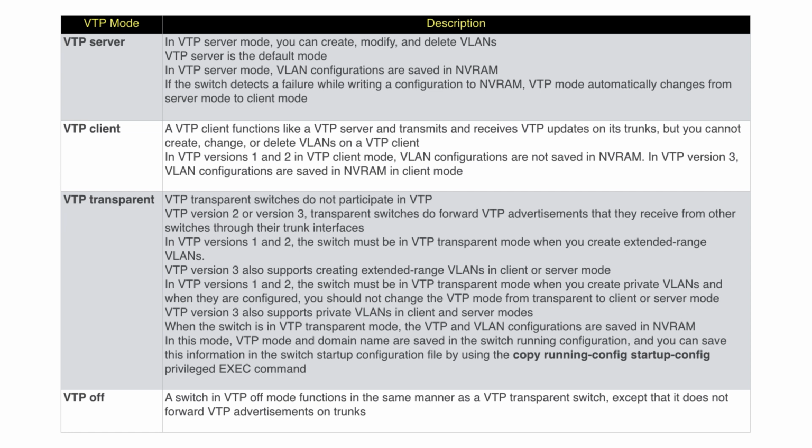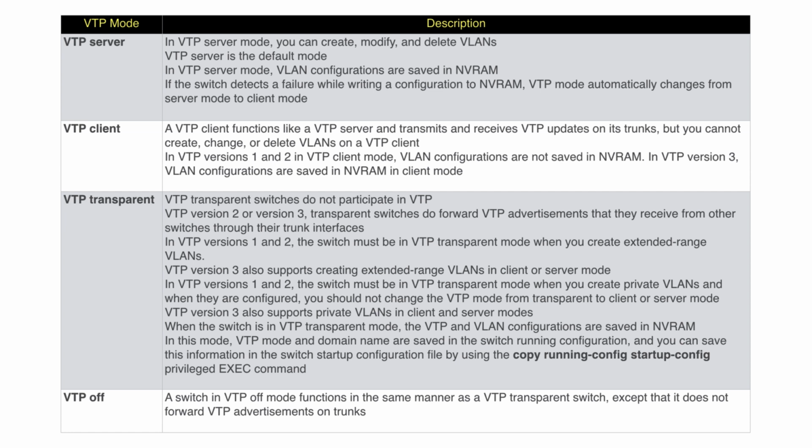VTP client. A VTP client functions like a VTP server and transmits and receives VTP updates on its trunks, but you cannot create, change, or delete VLANs on a VTP client. VLANs are configured on another switch in the domain that is in server mode. In VTP versions 1 and 2 in VTP client mode, VLAN configurations are not saved in NVRAM. In VTP version 3, VLAN configurations are saved in NVRAM in client mode.